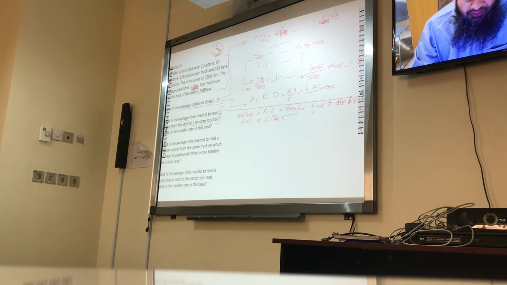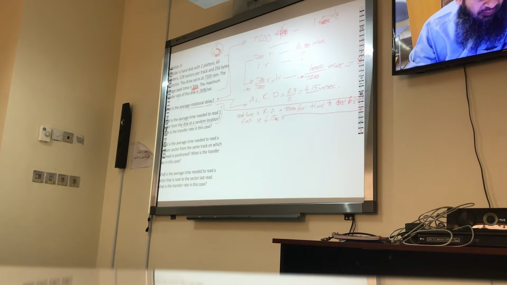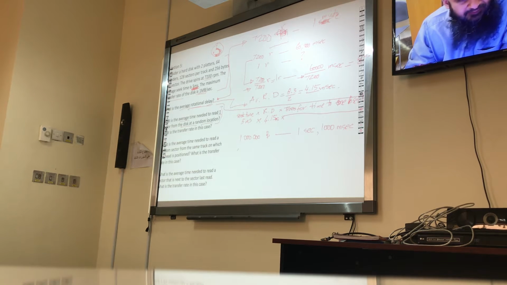Okay, so this is something we have to compute. Now I know what is told to me, that the transfer rate is 1 MB per second, which means roughly 1 million bytes, because 1 MB is a bit different than 1 million, but roughly 1 million bytes are transferred in 1 second. 1 second is 1000 milliseconds, right?